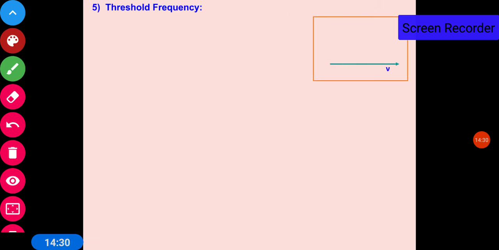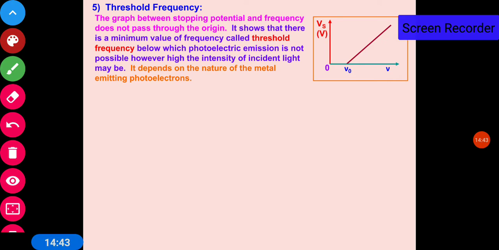Threshold frequency or the cutoff frequency. It is observed that if we draw a graph between the stopping potential and the frequency, the graph does not pass through the origin. It shows that there is a minimum value of the frequency, called threshold frequency, below which photoelectric emission is not possible, however high the intensity of incident light may be. It depends upon the nature of the metal emitting electrons.